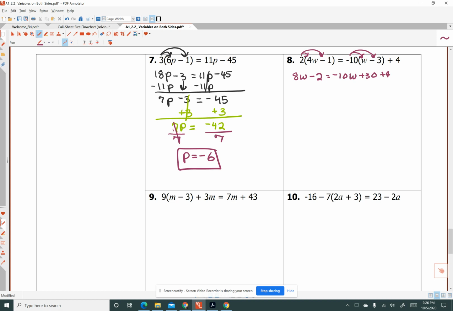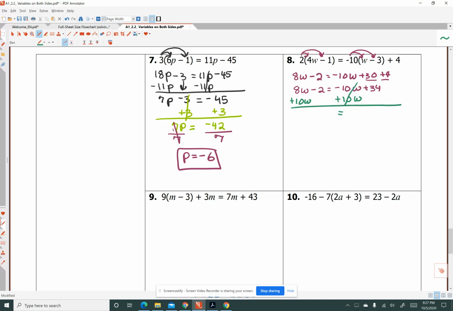So let's start combining some of these terms. We distributed, now we want to combine these terms. So I can combine the 30 and the 4. So that's 8w minus 2 equals negative 10w plus 34. Now I can start isolating. Well, we need to move the variables to one side or the other. I'm going to move the negative 10 by adding 10w, and whatever I do to one side, I do to the other.